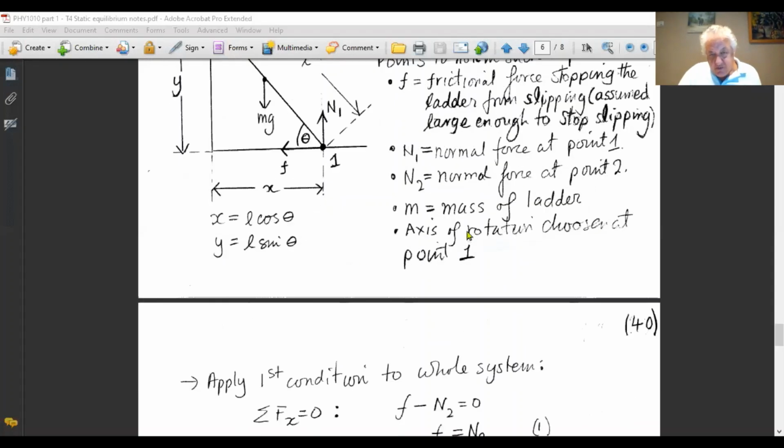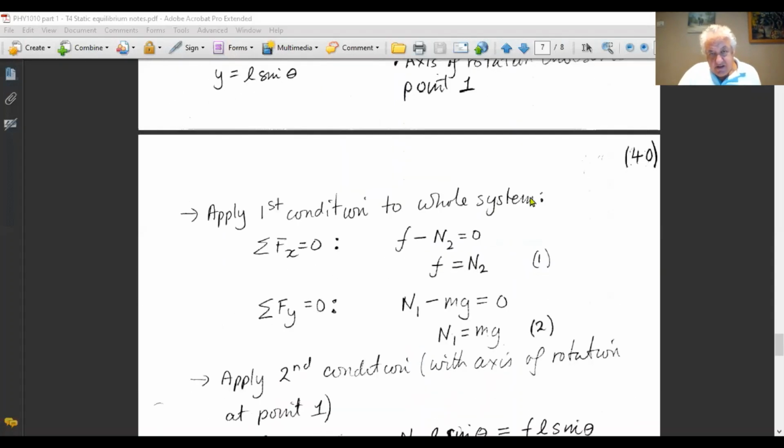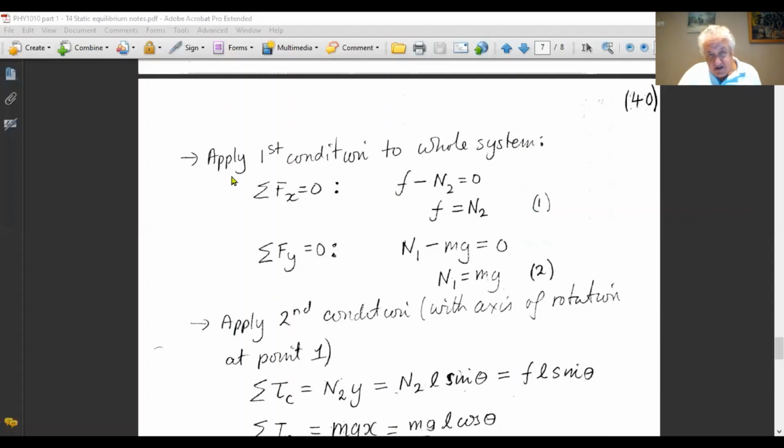Okay, I'll show you all of this on the whiteboard. These are my first conditions. Apply the first condition to the whole system. Again, this is an example where it's better to apply it to the whole system, not to individual points.